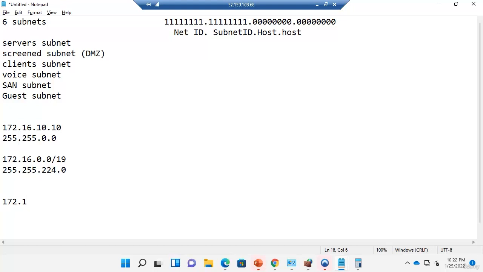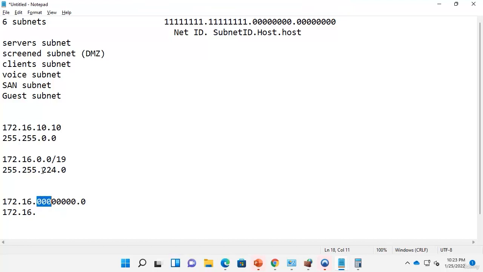Well, we could go like this: 172.16.0. But I'm going to do this in binary, okay? We're going to go 0, 0, 0. We'll leave the last one at 0. 172.16. Remember, it's just the first 3 bits here that are covered up, right? This is 224, 111, 0, 0, 0, 0, 0. So it's just the first 3 bits. So let's just start plugging in our numbers like that. 0, 1, 0, 0, 0, 0, 0. 1, 0, 0.